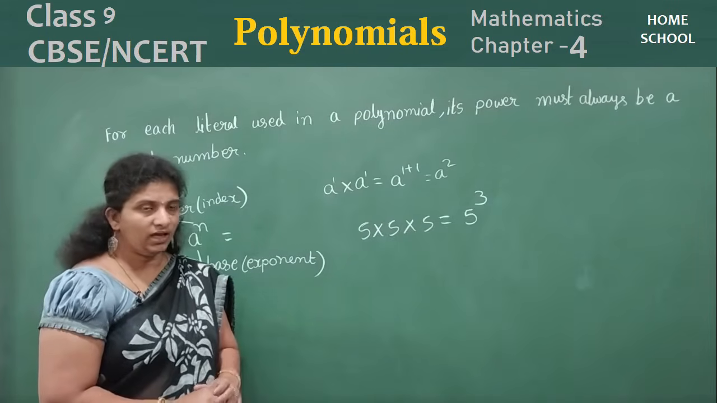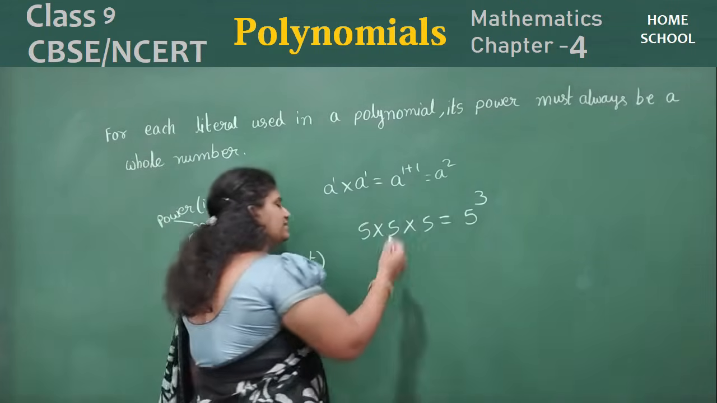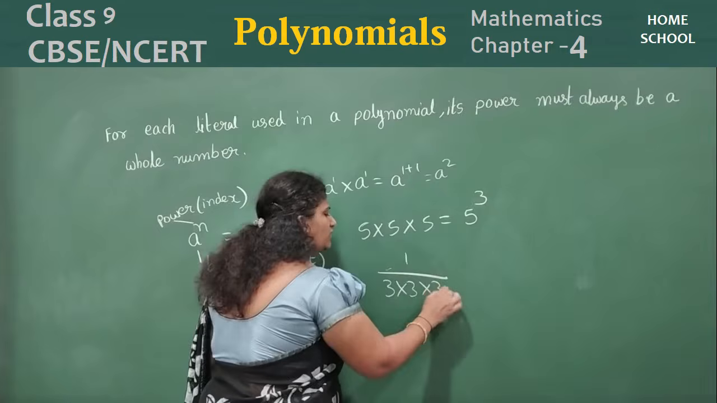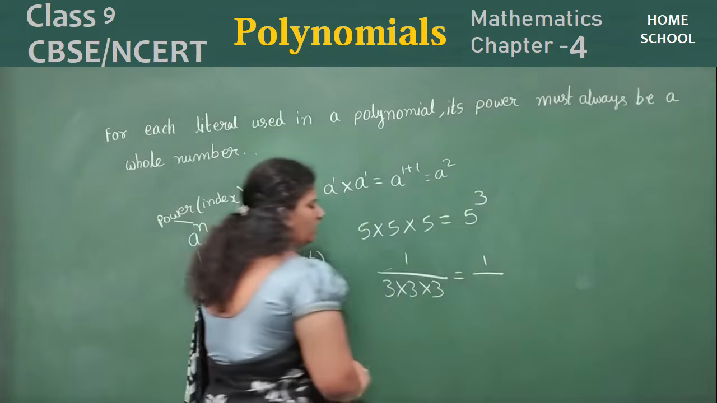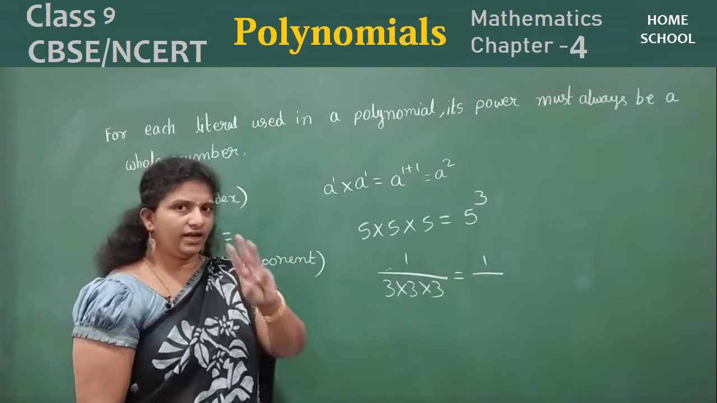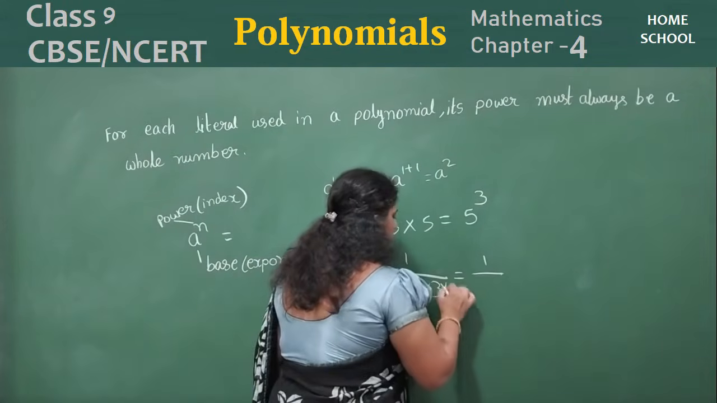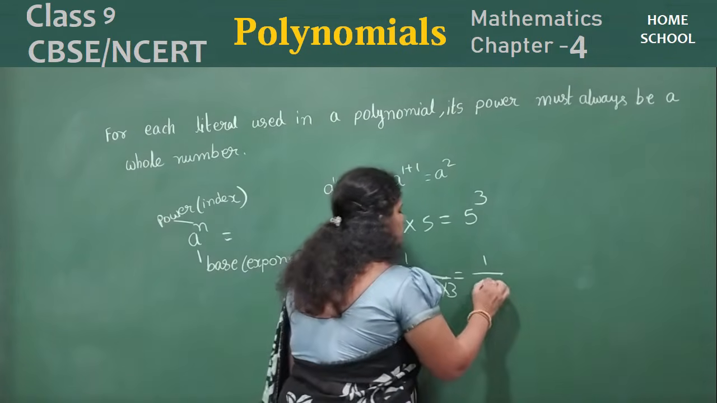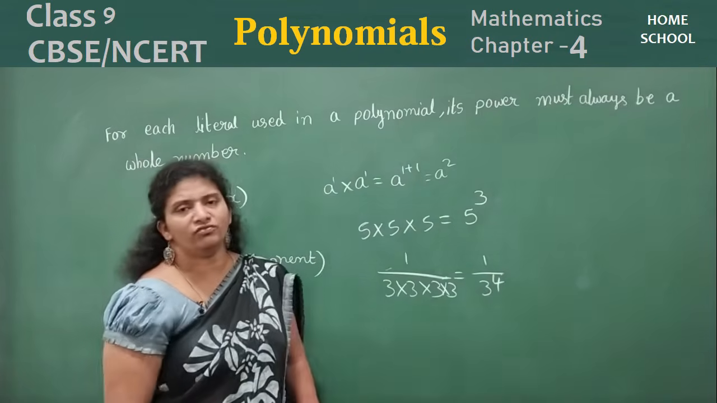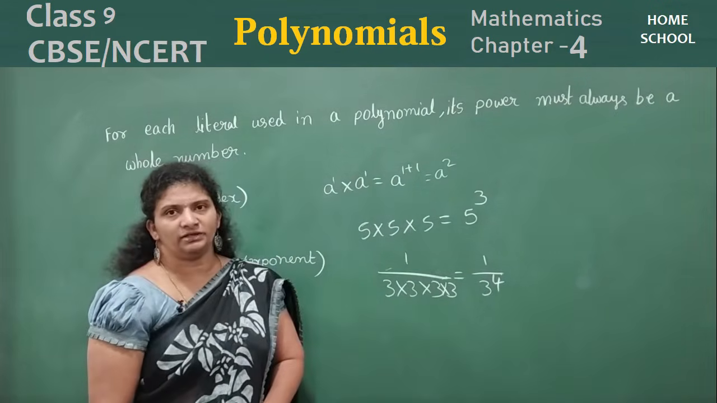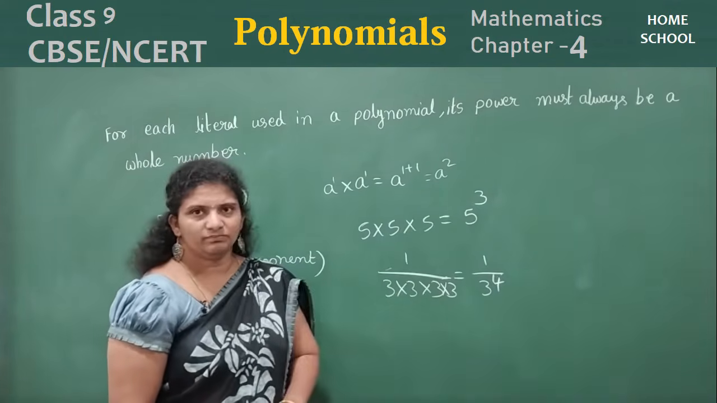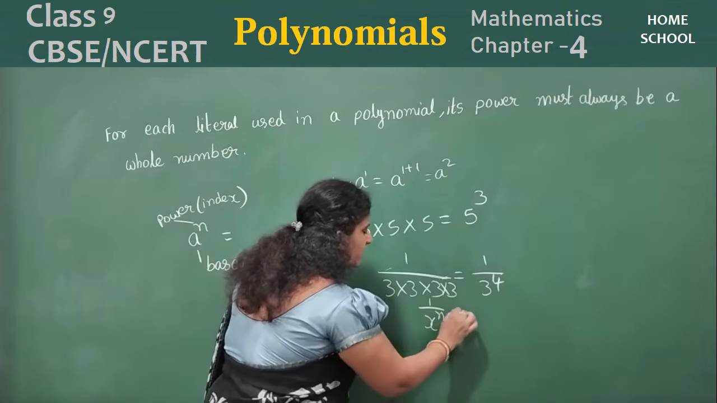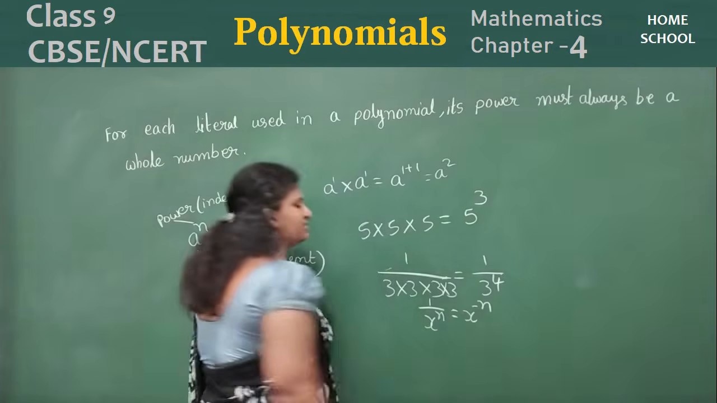Now suppose the same thing, if I multiply 1 by 3 into 3 into 3. What happens? 1 by, how many times is 3 multiplied? Three times. One more 3 I will take, children. How many times is 3 multiplied now? Four times. So that will be 1 by 3 power 4. I don't want this in the denominator. I need to bring this up. You should remember one law, that is 1 by x power n is equal to x power minus n.